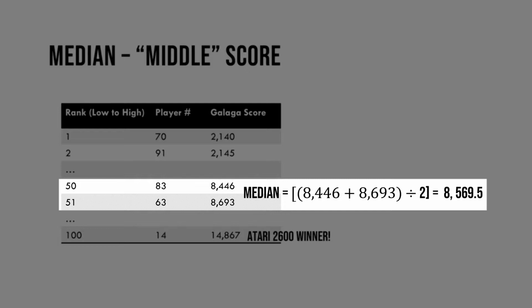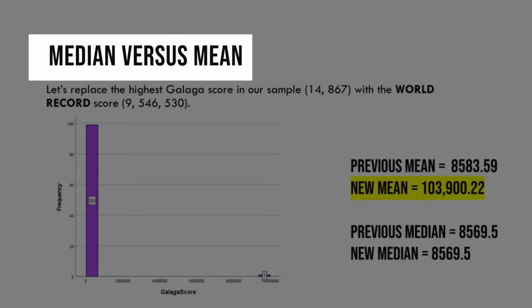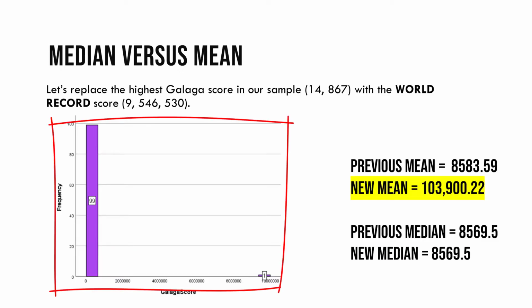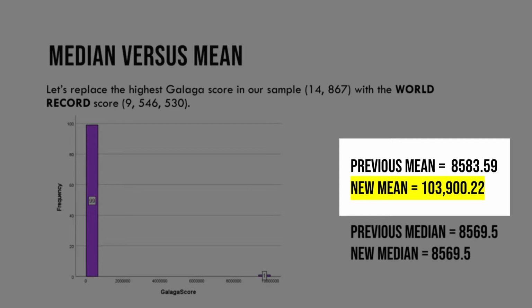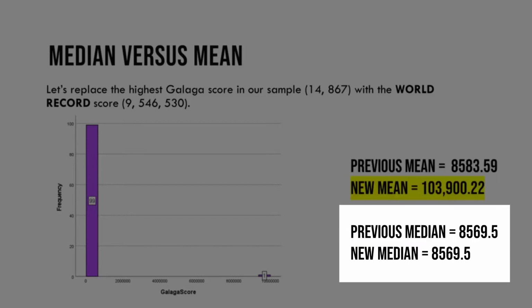That's pretty close to the mean score of 8,583.59. Why would we ever want to use the median score when we have the mean? The mean is sensitive to extreme scores, but the median is not. If we replace the highest Galaga score in our sample with a world record score, the mean would drastically change from about 8,500 points to well over 100,000 points. The median is unchanged because it is the middle score, so it's not influenced by extreme scores.